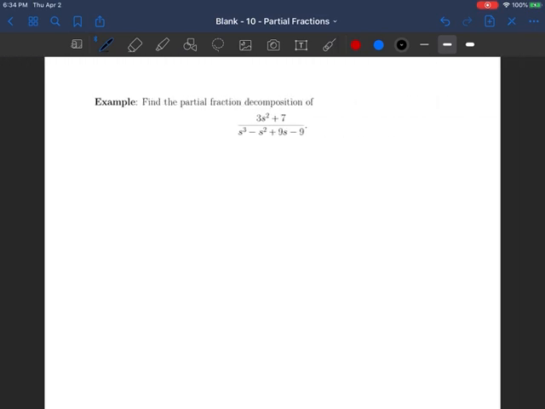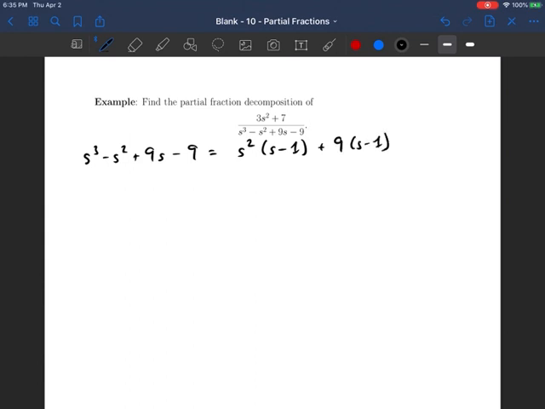All right, so last but not least, let's try to do this all the way out. We've been figuring out the proper form, but let's actually figure out the coefficients that go with it. So here's an example for us. We want to find the partial fraction decomposition of 3s squared plus 7 over s cubed minus s squared plus 9s minus 9. All right, so where do we begin? We begin by factoring, yes.